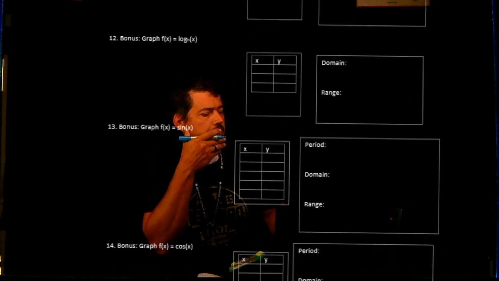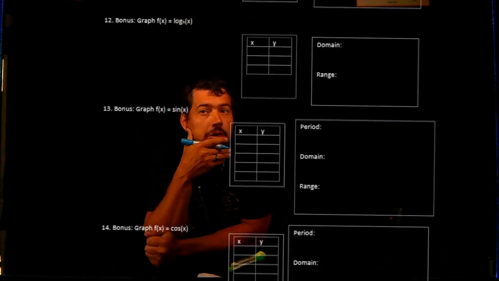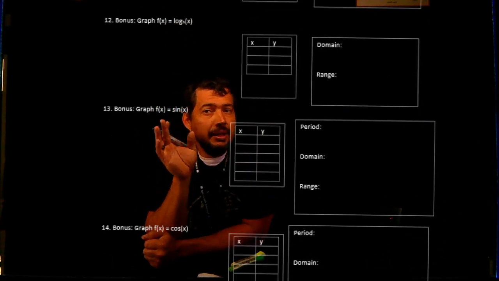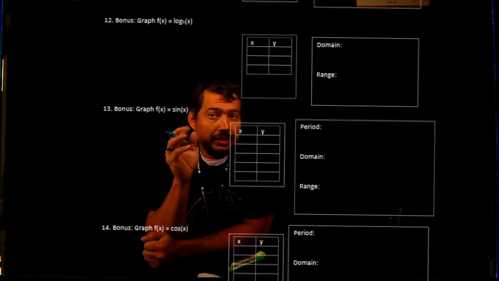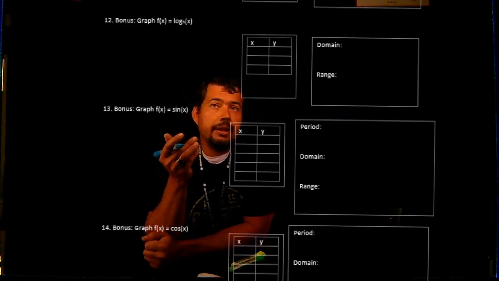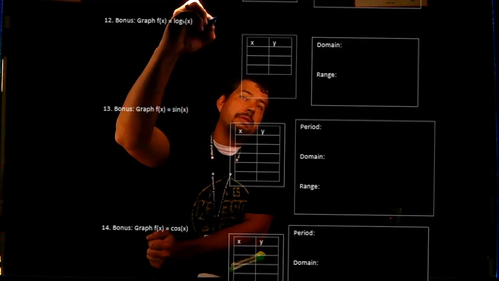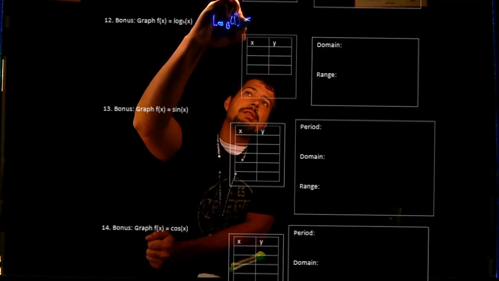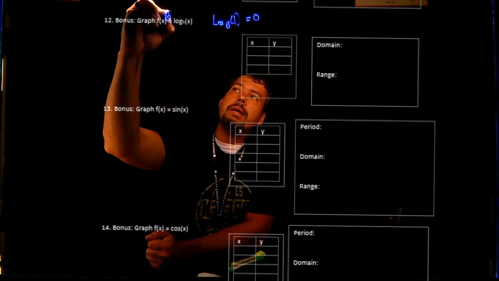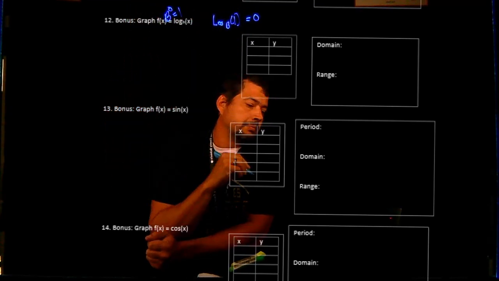Anyways, graph f of x equals log base b of x. Now, I'm not here to tell you what a logarithm is right now, but I will tell you it's the inverse of an exponential. And I'm going to write down a couple of key things here. A log base b of 1 is 0, because it's saying some base with an exponent of 0 is 1.